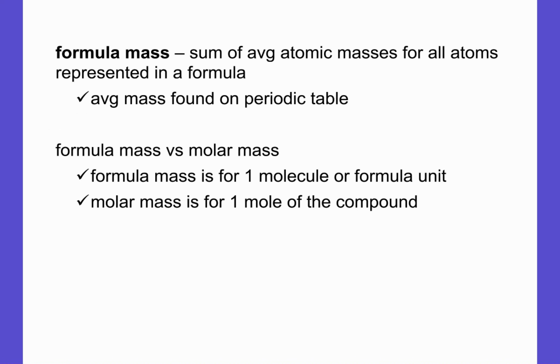So formula mass, first and foremost, it's the sum of average atomic masses for all elements represented in a formula, right? That average atomic mass is found on your periodic table. So just as some examples, hydrogen is 1.01, carbon is 12.01, nitrogen is 14.01, oxygen is 16.00, sodium is 22.99, right?